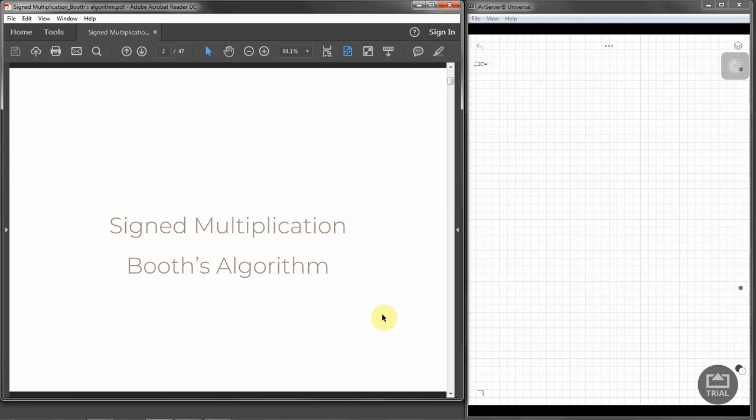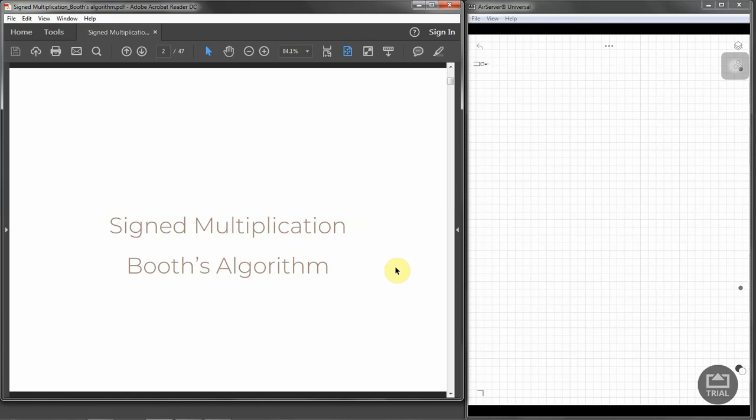You can find a couple of videos on YouTube as well or on the internet, but some of them I realize are not giving an accurate description of how we do Booth's algorithm. So I suggest you follow this video and the examples that I'm going to solve to understand how Booth algorithm is working. So let's get started.